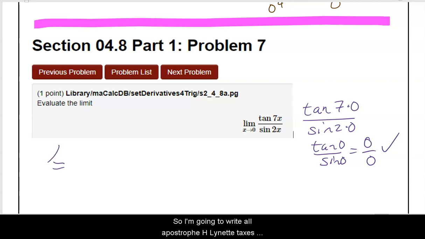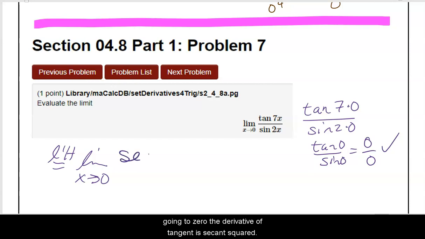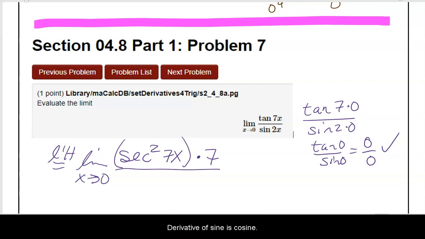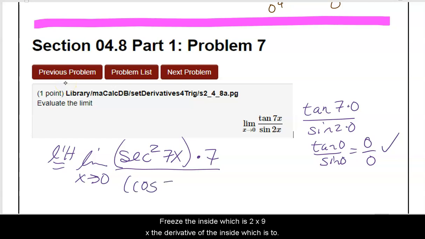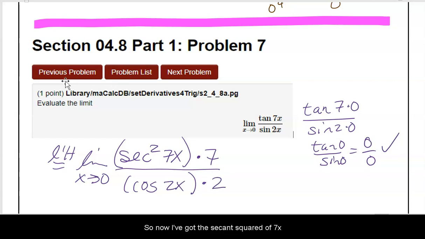So I'm going to write L'H, limit, x is going to 0. The derivative of tangent is secant squared. Freeze the inside, 7x. And now multiply by the derivative of 7x, which is 7. That's chain rule. Derivative of sine is cosine. Freeze the inside, which is 2x. Now multiply by the derivative of the inside, which is 2. So now I've got the secant squared of 7x times 7 over the cosine of 2x times 2.